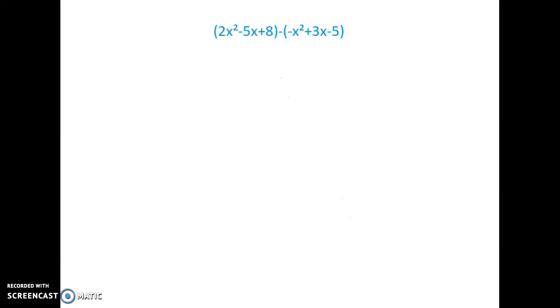And we're going to be going through an example of subtracting two polynomials, and I'm going to be using the subtraction method. So we have 2x squared minus 5x plus 8 minus negative x squared plus 3x minus 5. So we have to go back and remember how we learned in lower levels of math, which is stacking.